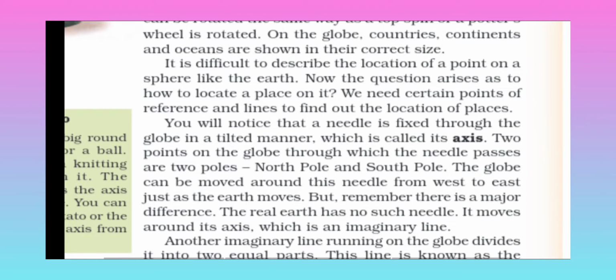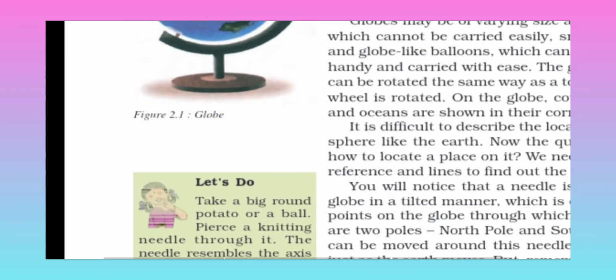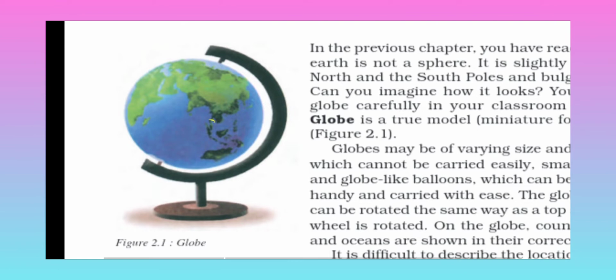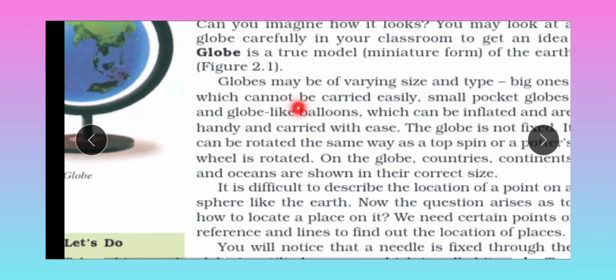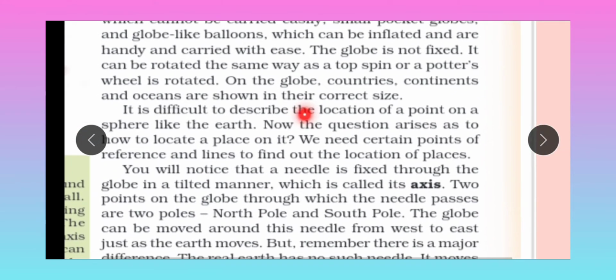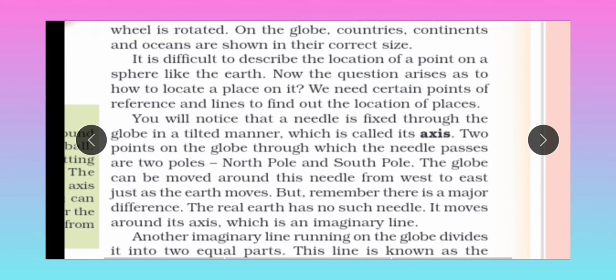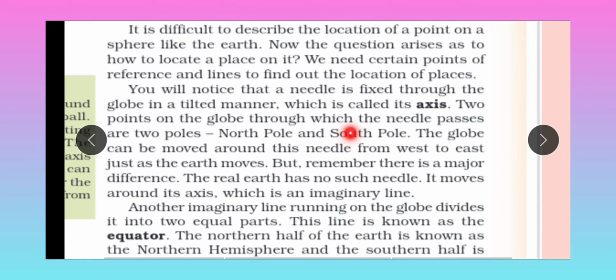It is difficult to describe the location of a point on a sphere like the Earth. Now the question arises as to how to locate a place on it. We need certain points of reference and lines to find out the location of places. So that's why we need some particular lines, with the help of which we can find a specific place.